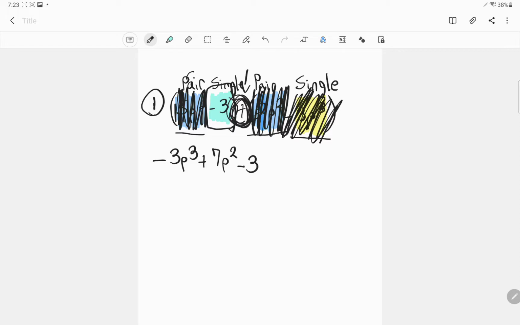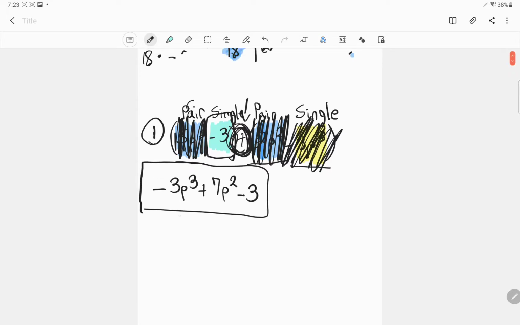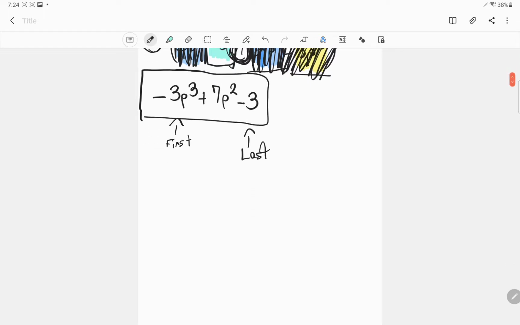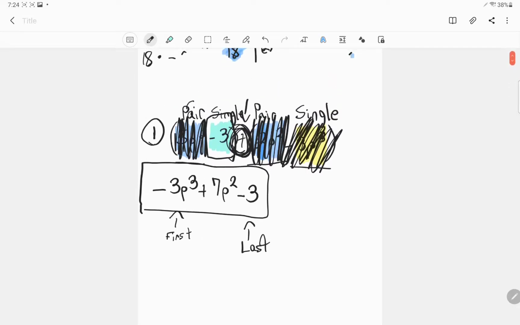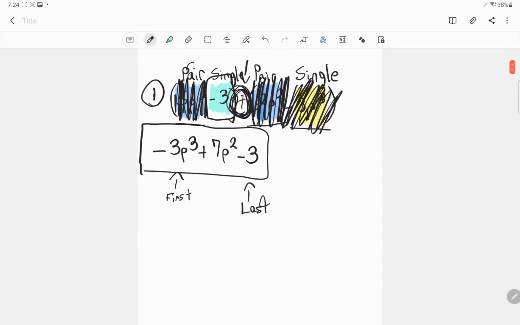Boom. Every time you do this type of problems, I always want you to write your highest power first, and then your lowest power last. The 3 doesn't have a p, so that means that's going to be my lowest power. Okay, so that's basically how you do one of them.